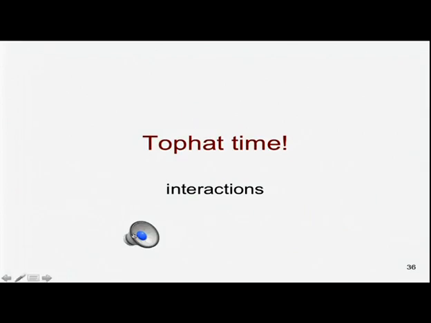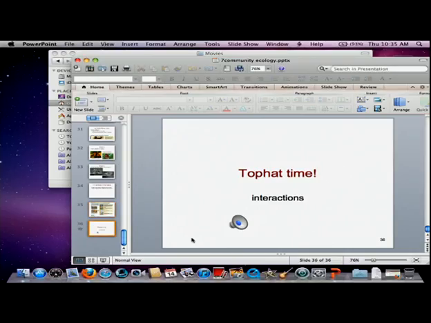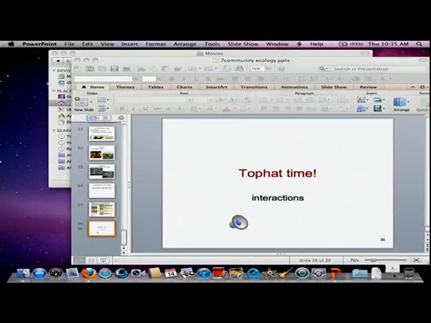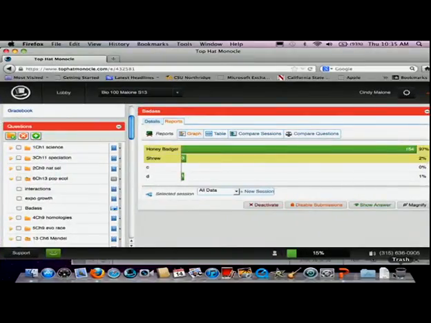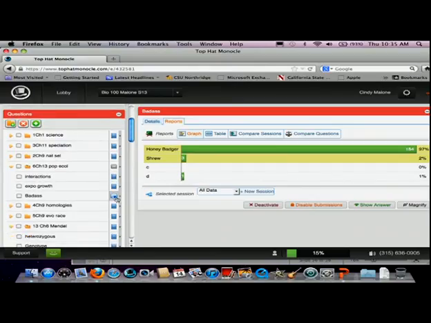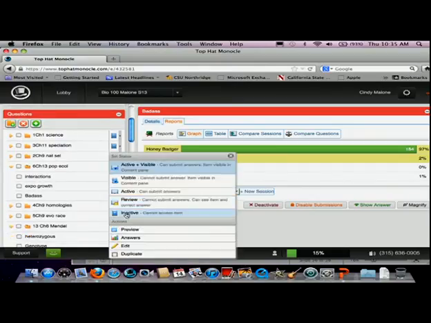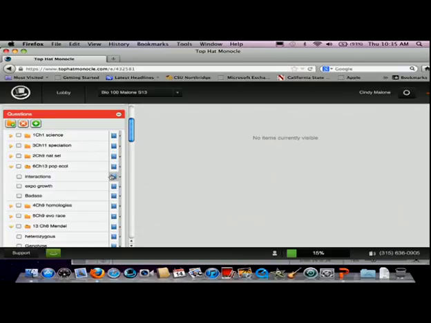Okay, let's do some Top Hat. Are you afraid of me or just disgusted by my presence? Oh, I don't know. Could be either of those. Oh, everybody's done with this one? All right, let's do some interactions. Oh, look at that.